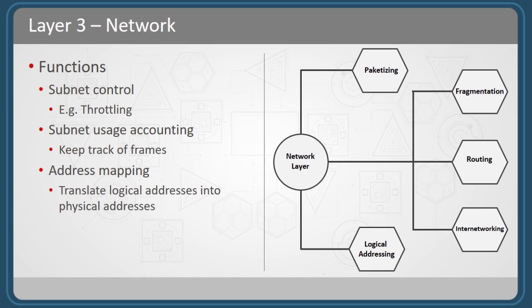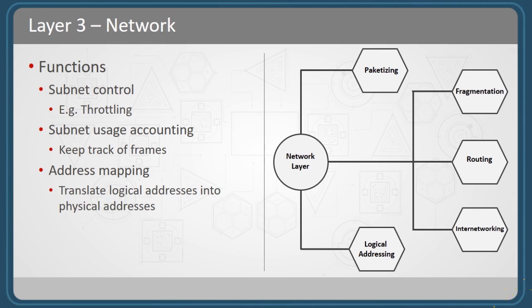So in terms of the functions, you see things such as subnet control within any given subnet that is bordered by a router. It can implement controls such as throttling. It can say, hold on a second, I'm too busy here. Things are really filling up in my buffers. I'm accepting too much data. So the other sides need to slow down.